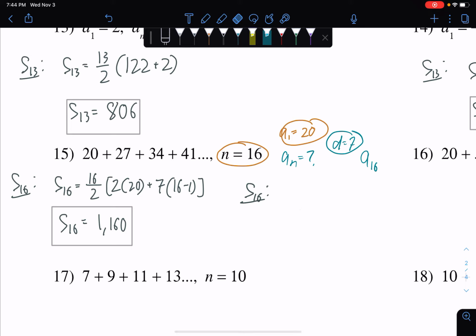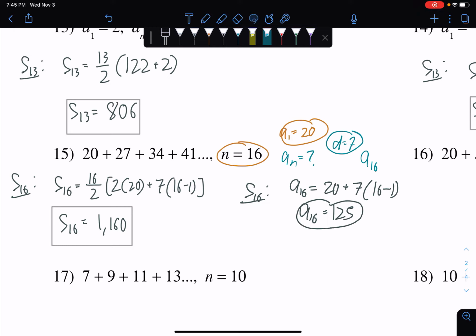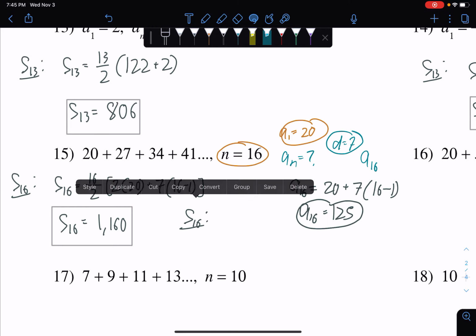So for S sub 16, well, we won't be finding S sub 16 first. We have to find A sub 16. For A sub 16, use the arithmetic sequence formula. A sub 1 is 20 plus 7 times the quantity 16 minus 1. If we place this in the calculator, A sub 16 is equal to 125.